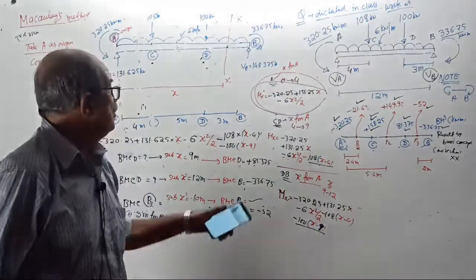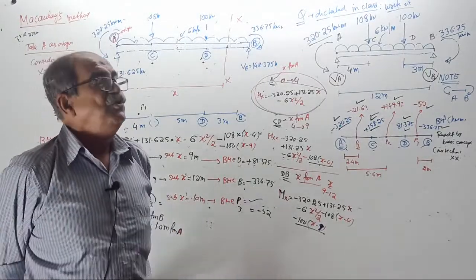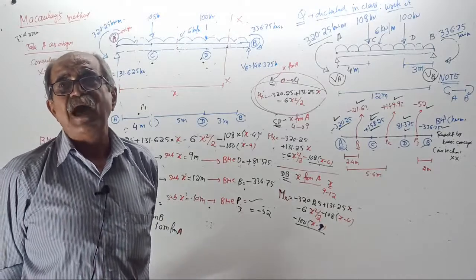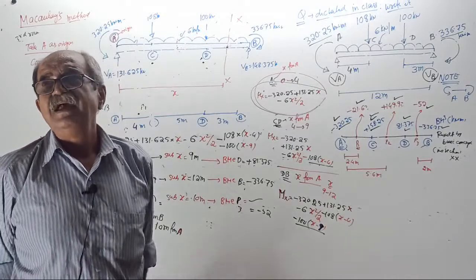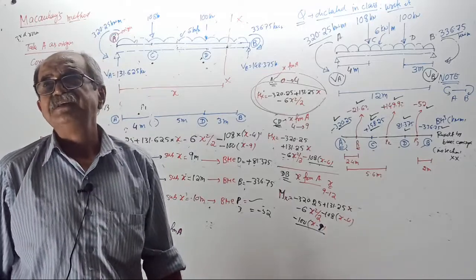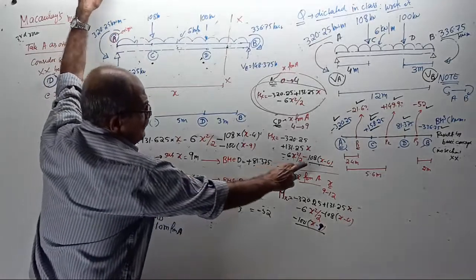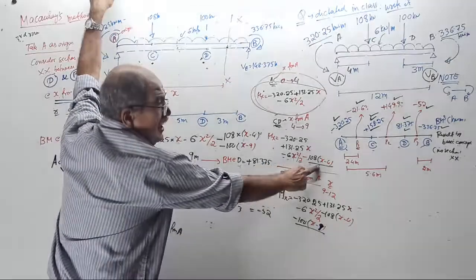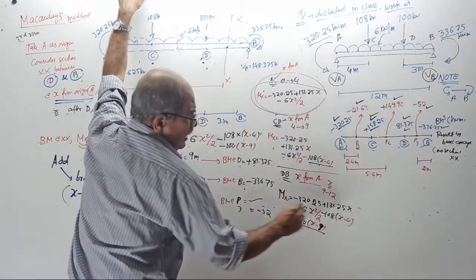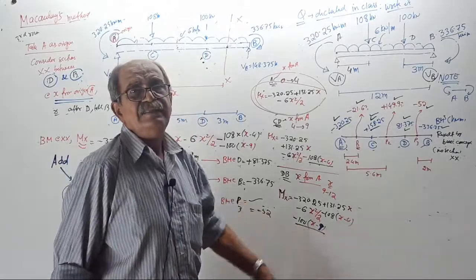How to decide, I will tell you in the class, or there is a crude method. Anybody know it? When you substitute a value of X, if that term inside the bracket, X minus something, gives a negative sign, it means that term is non-applicable. See, this term is not applicable for X less than 4 meter. This term is not applicable for X less than 4 meter and also less than 9 meter.